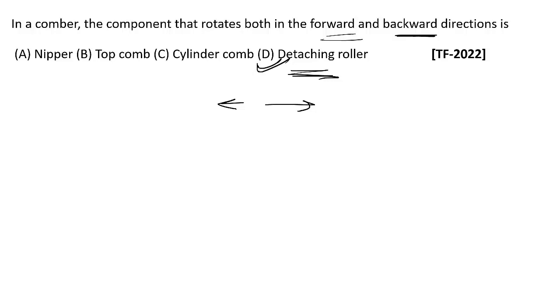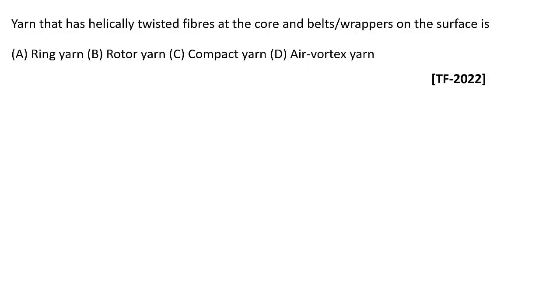Now coming to the next question. Yarn that has helically twisted fibers at the core and belts or wrappers on the surface: ring yarn, rotor yarn, compact yarn, or air vortex yarn. This is a straightforward one mark question. In rotor yarn, the helically twisted fibers are present at the core. If we talk about the ring yarn, the ring yarn is the strongest yarn. So the twist is due to the helically twisted fibers in the rotor yarn. So option B is the right answer.